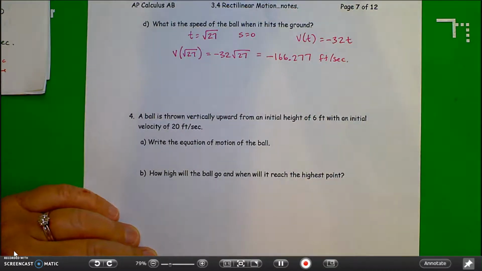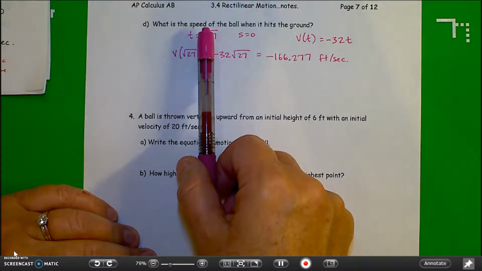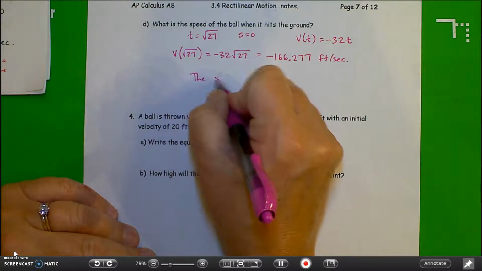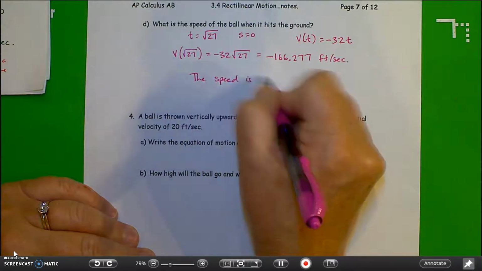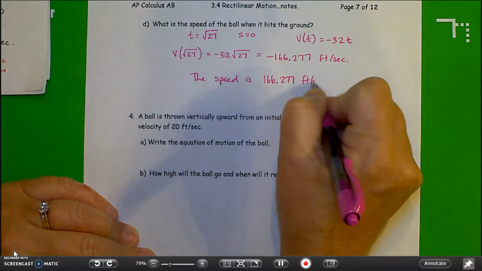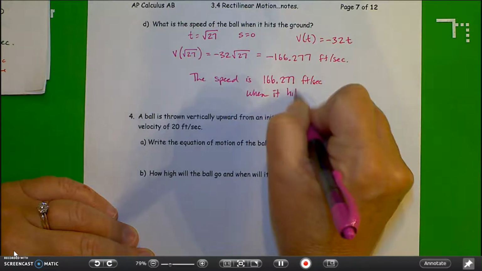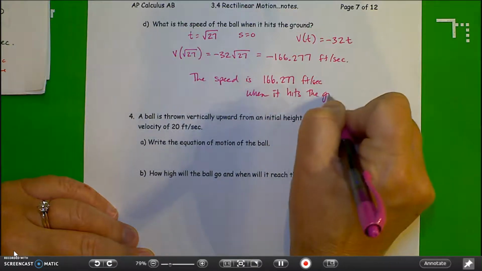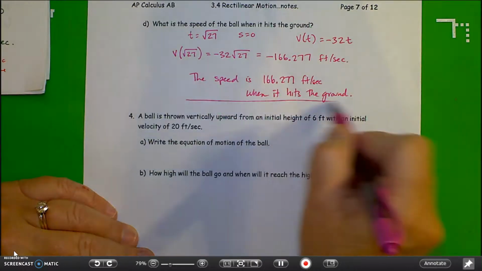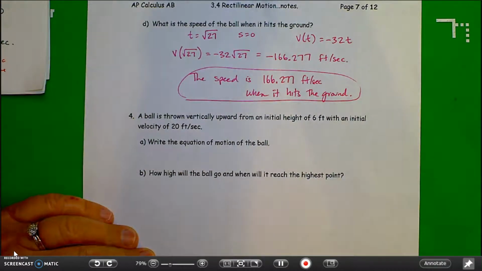The question is asking for speed, however, and speed is simply the absolute value of velocity. So the speed is 166.277 feet per second when it hits the ground. Make sure you have the right sign. Make sure you have the right units of measure. And on word problems, it's nice to have a sentence answer.